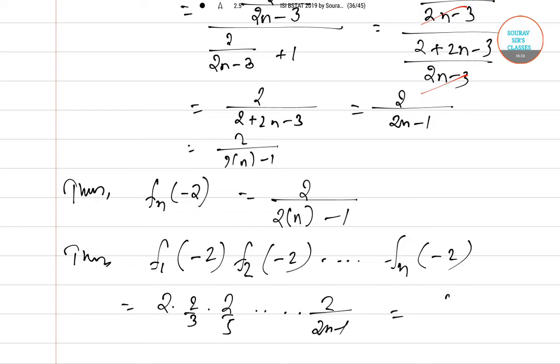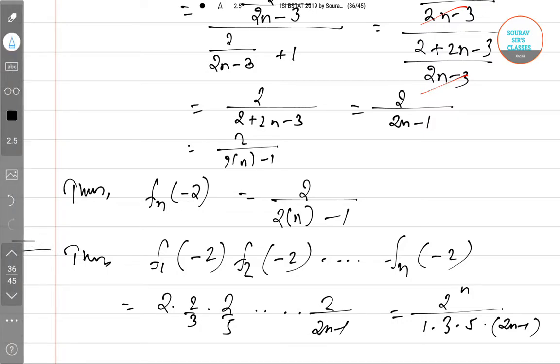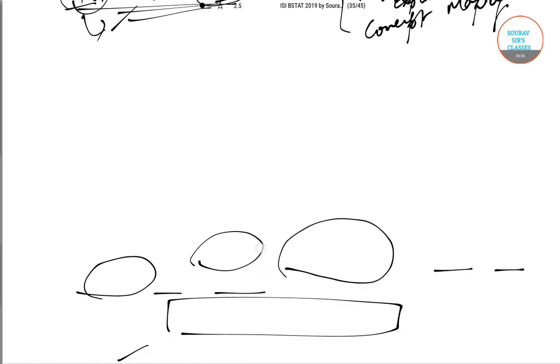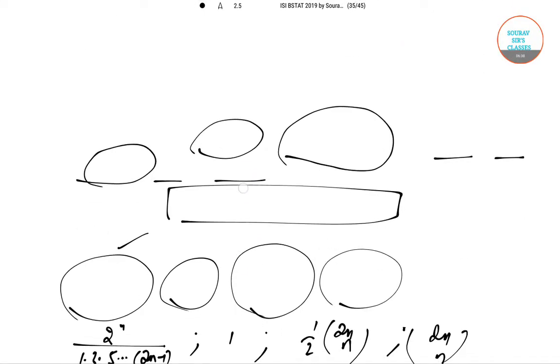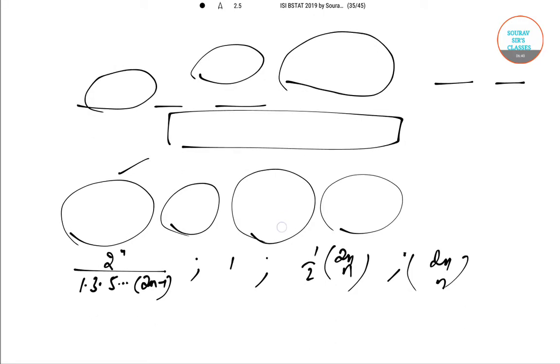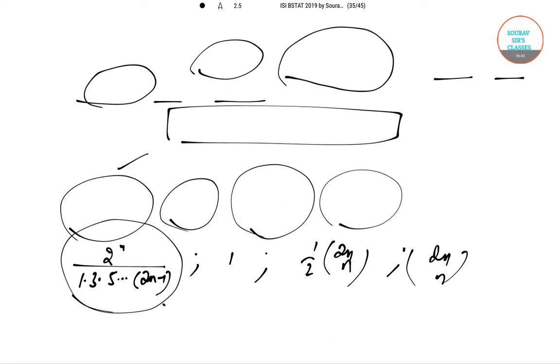So that is equal to 2 to the power n by 1 into 3 into 5 into 2n minus 1, which was one of our options. So let's move back to the option part. So here I have written the first option is correct. So this is the correct option, the right option for this question.